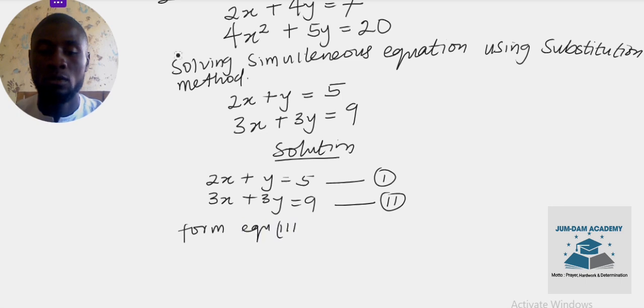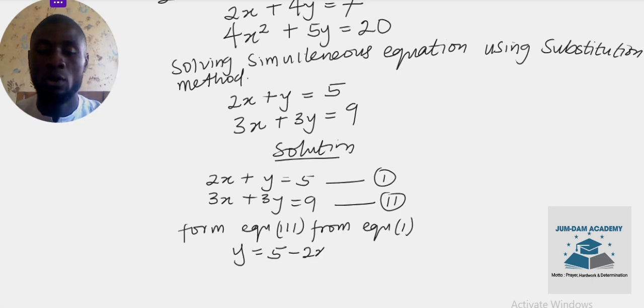1, 2, 3. Now from where? From equation 1, where I have one of the unknowns having a coefficient equal to 1. Are we getting it now? That is where I can form my equation 3 easily. So I will make that unknown, which is carrying a coefficient equal to 1, the subject of the formula to make my third equation. That means my equation 3 will be y equals 5 minus 2x.